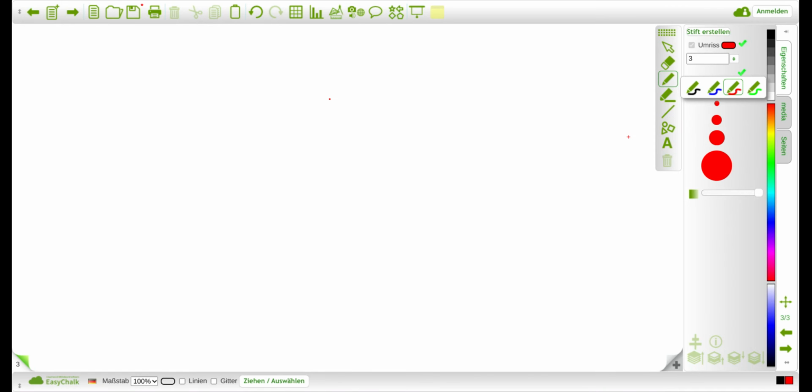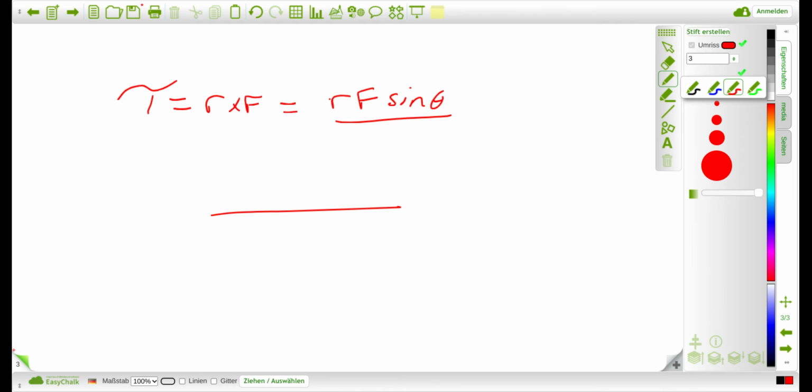Okay, so the equation for torque is going to be R cross F, which, since it's a cross product, is going to be RF sine theta. If you look on your equation sheet, you will find this equation, that torque is equal to RF sine theta, which means that if I have a lever arm and I apply a force at a 90-degree angle, there's no torque, right?